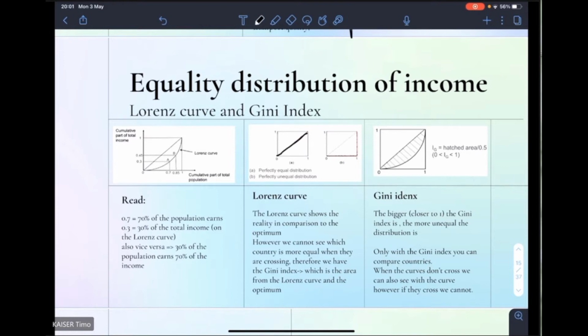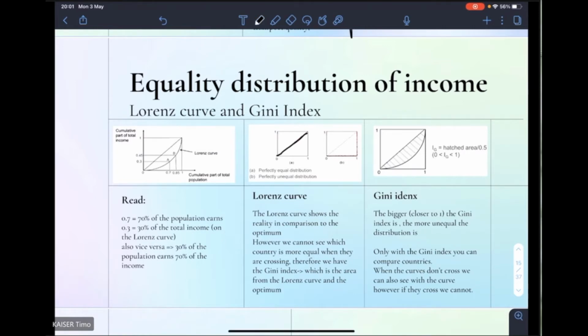However, sometimes when you have to analyze two countries with their Lorenz curves, these Lorenz curves can intersect with each other like this, and then it's not very clear which one is now more equal, which one is more unequal. For this one, we would have the Gini index, because the Gini index will measure actually the area between the Lorenz curve and the optimal Lorenz curve, the diagonal curve.